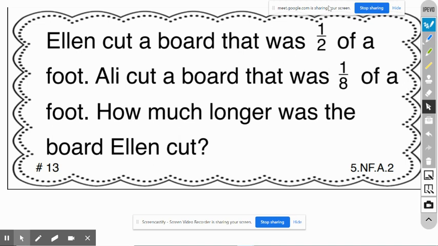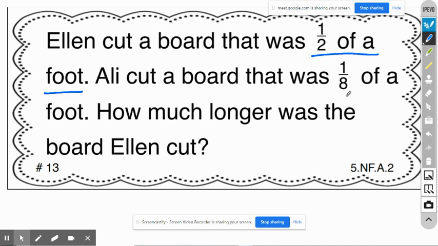Christina, what operation would you use? Why? Wait, but well, you did not finish reading. Oh, I think you realized something, didn't you? What did you realize? You have to read the whole thing. You said just one half and one eighth. One half what? One half of a foot.